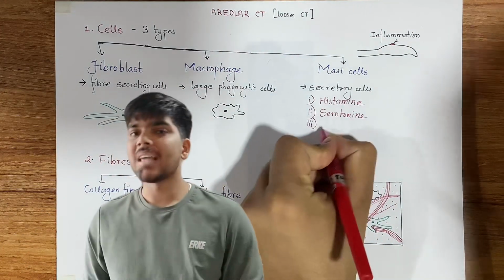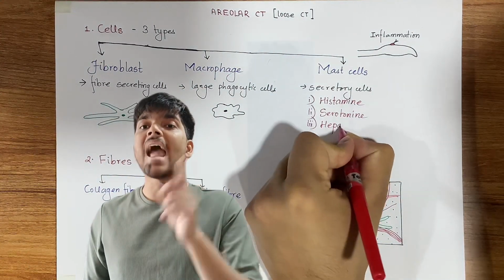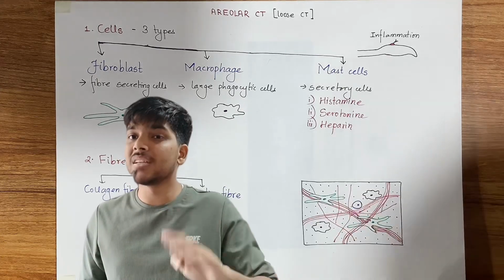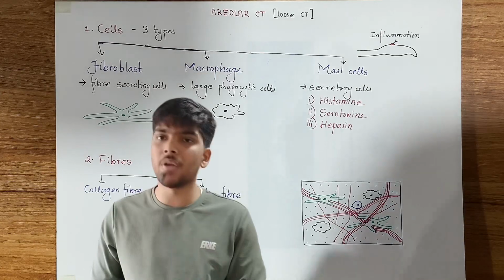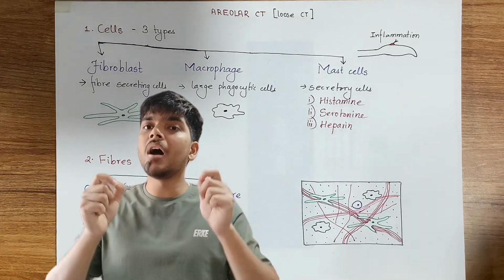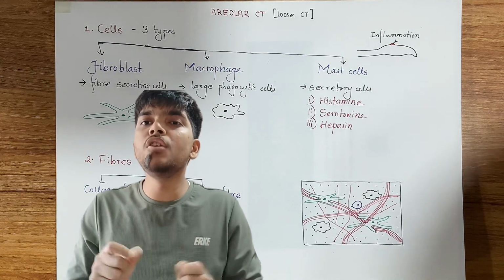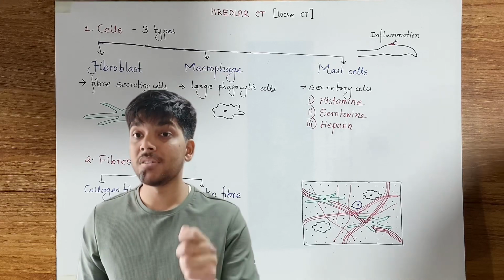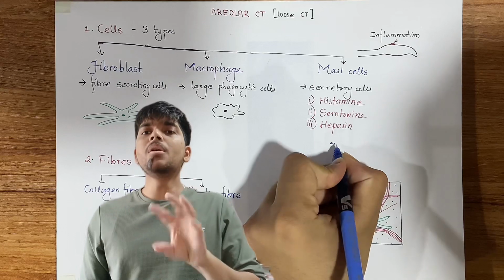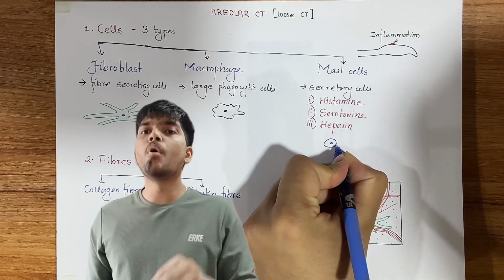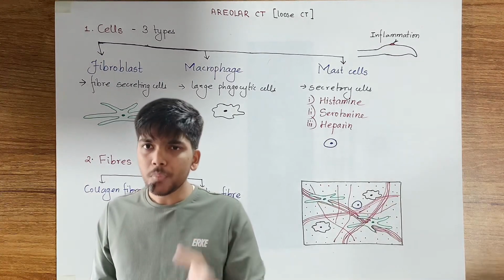And number three is heparin. Heparin is an anticoagulant. Anti means it's against, and coagulant means coagulation. So it's against coagulation. That is, it does not allow blood clotting in your blood vessels. That's the function of heparin. What do mast cells look like? They look like an egg, or they are ovoid in structure.